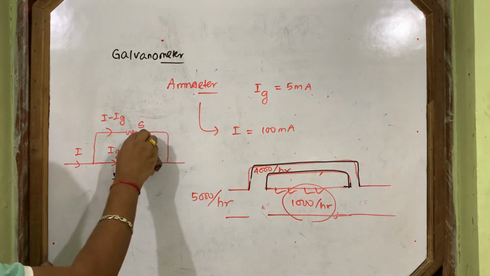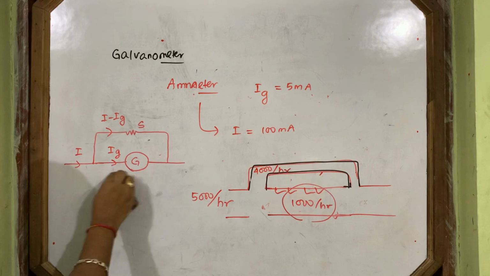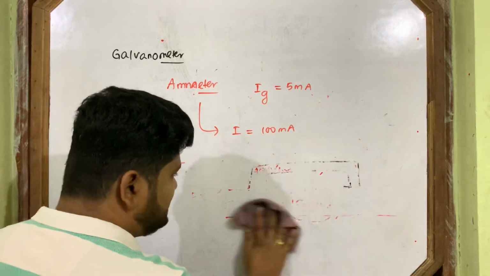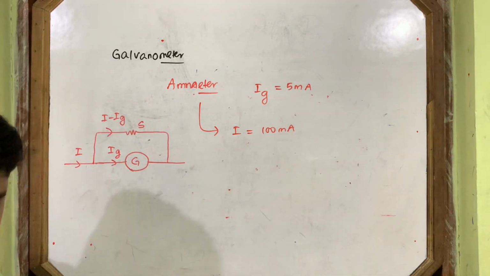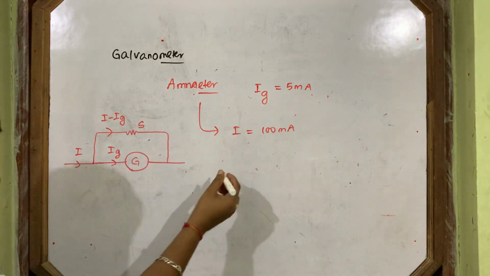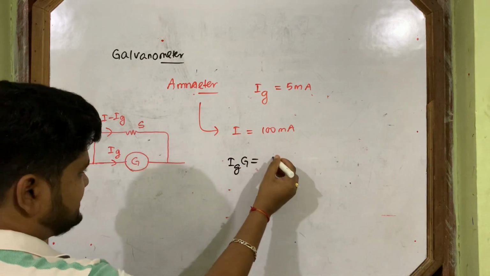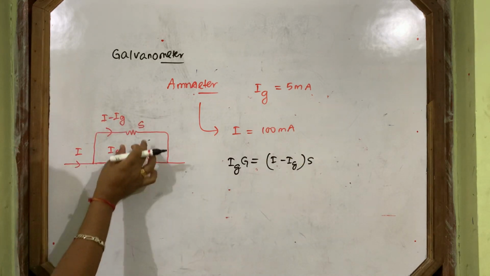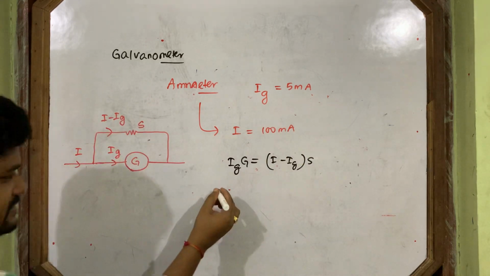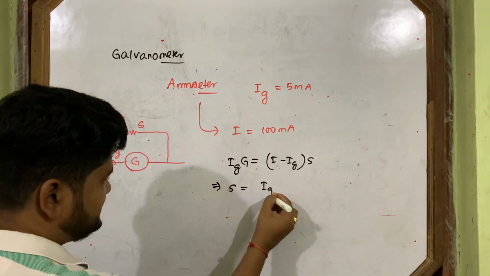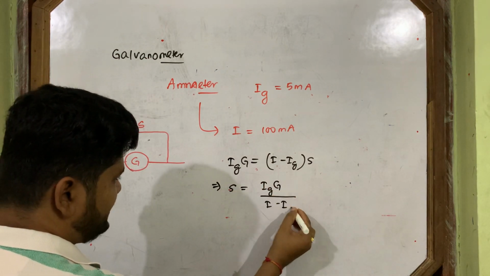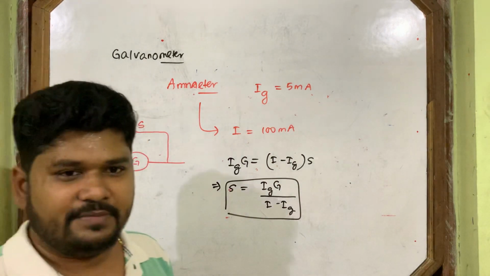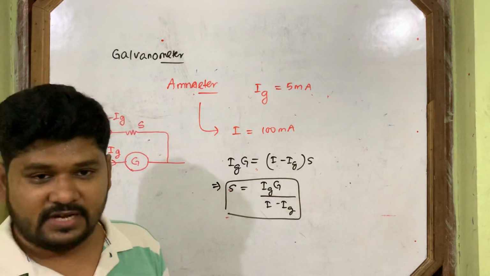So in this way, we can convert a galvanometer into an ammeter by connecting a small resistance in parallel. This is called a shunt, and the process is called shunting. In parallel, Ig times G equals (I minus Ig) times S, because the potential difference is the same in parallel connection. So the shunt required is S equals IgG by (I minus Ig). This much shunt is required to convert a galvanometer into an ammeter. You can do numericals based on this.